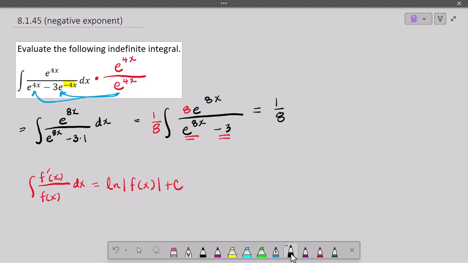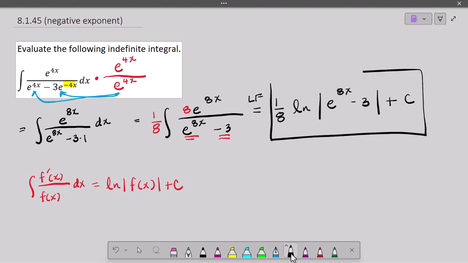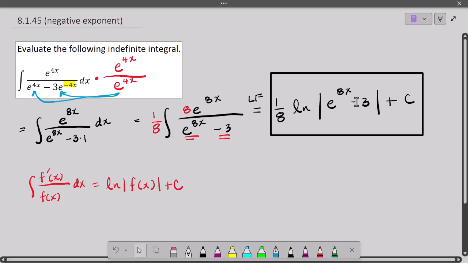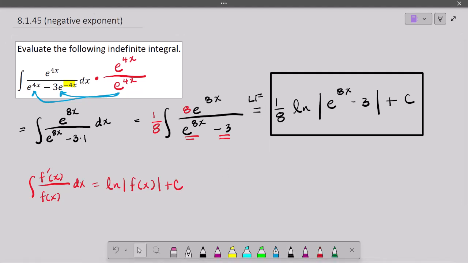And now we're good. Now we are in log form, which I usually will try to indicate by putting something like LF. So it's in log form, and that's going to give us the final answer of 1/8 natural log absolute value of whatever's in the denominator plus c. So there is how we deal with negative exponents and log form all in one fell swoop.